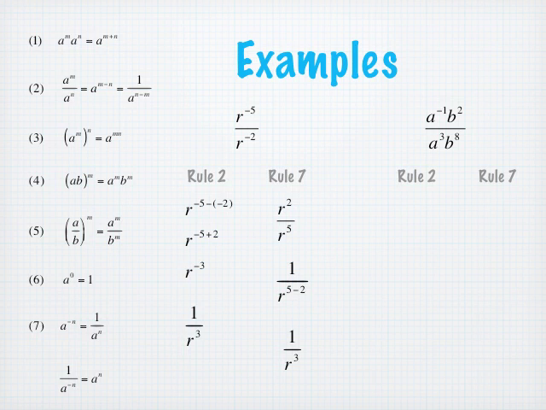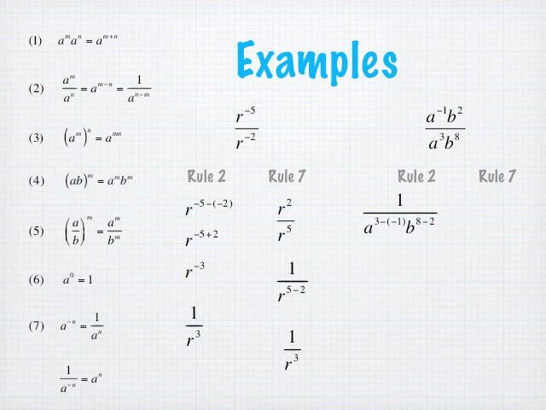Okay, next one. Rule 2 and rule 7. So look at the a's and the b's. Are there more a's on the top or the bottom? Definitely more on the bottom. So when we do rule 2, we'll take 3 minus a negative 1 for the a exponent. And there's more b's on the bottom as well, so we'll have 8 minus 2 for the b exponent.